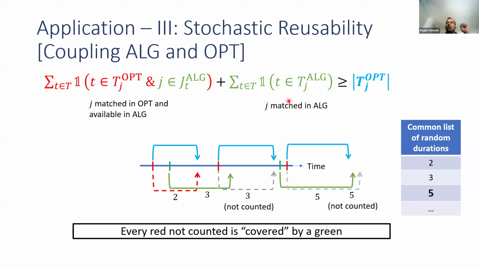Okay. So overall, if I put the blue and the red green all together, this is what I have on the right-hand side. And this is what I have on the left-hand side. Of course, in this example, both the left and the right-hand side are 3. But the claim here is that this is just going to be the case always, that the left-hand side is at least as much as the right-hand side, because every time I don't count a match in opt, it is covered by some green edge.